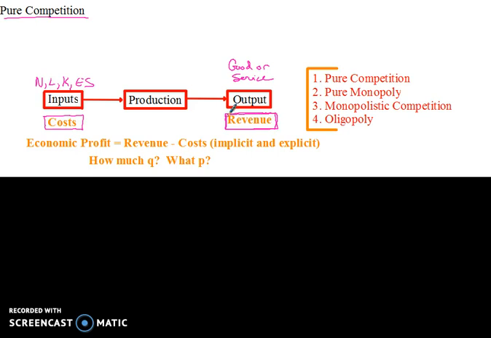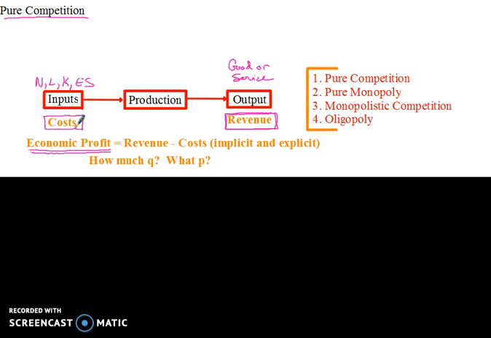And so the goal of the company is to maximize their economic profit. The economic profit, I talked about that on a previous video. The economic profit is the revenue that the company makes, that's over here from selling the output, minus the cost of production, which is how much they pay for the land, labor, capital, and entrepreneurial skills.